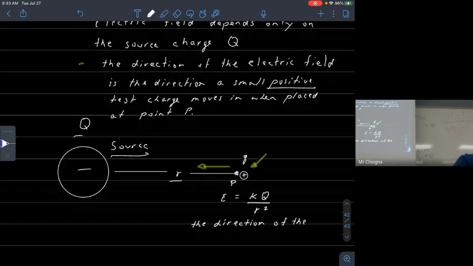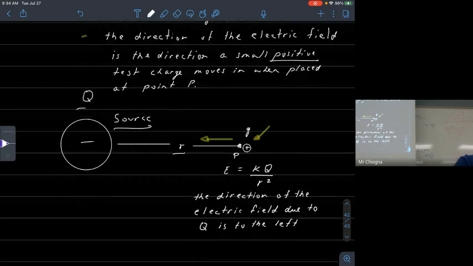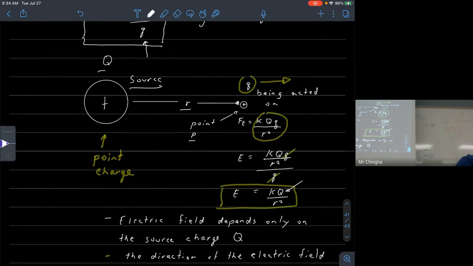The direction of the electric field due to big Q is to the left at point P. Obviously, it's at this point P. As opposed to up above here, where the direction of the field is to the right at point P.